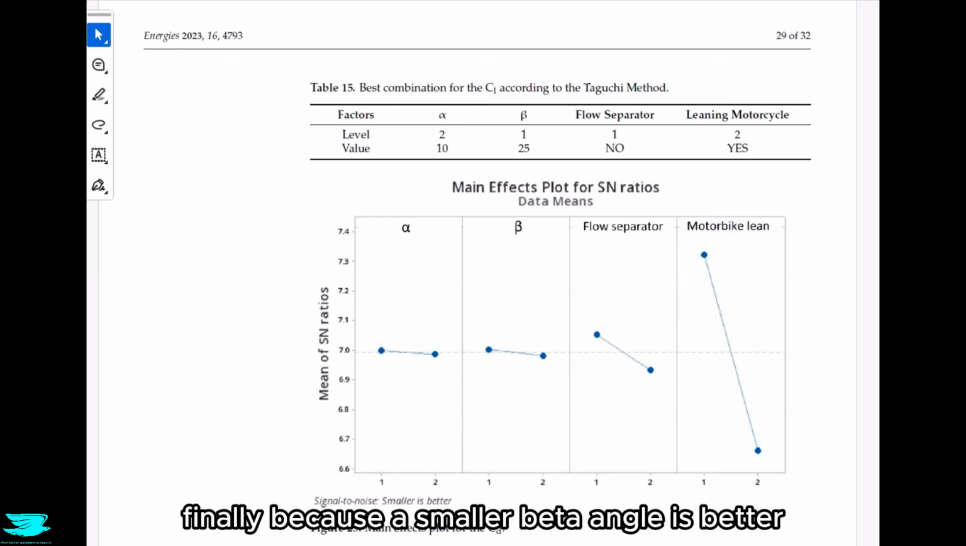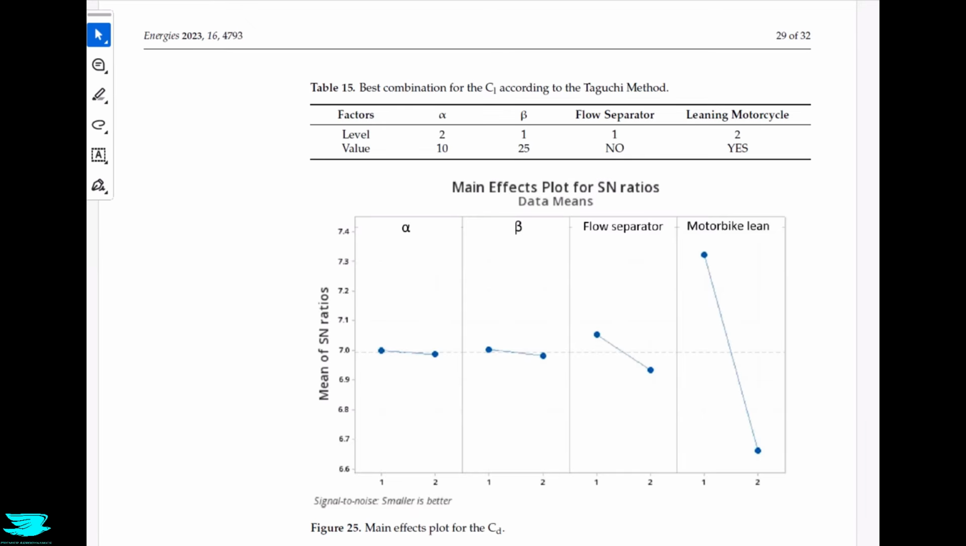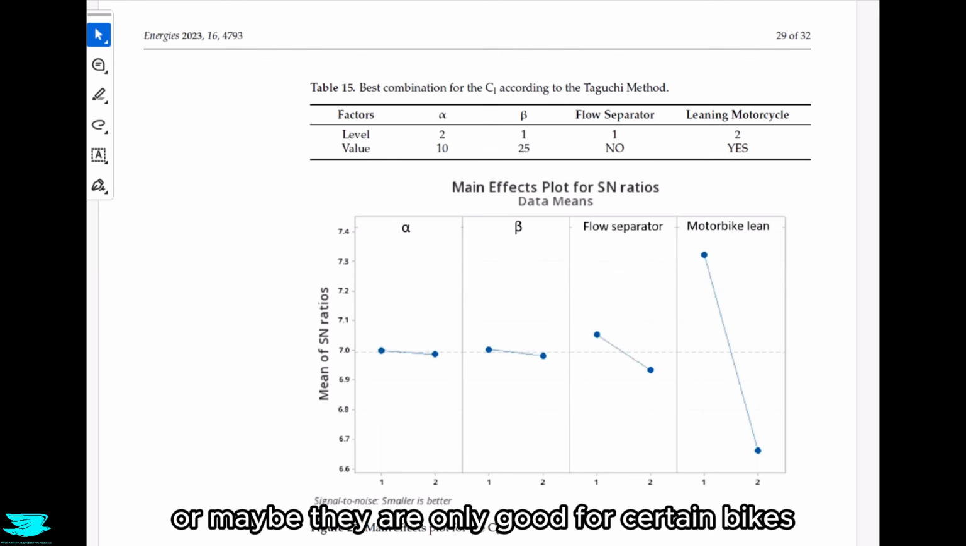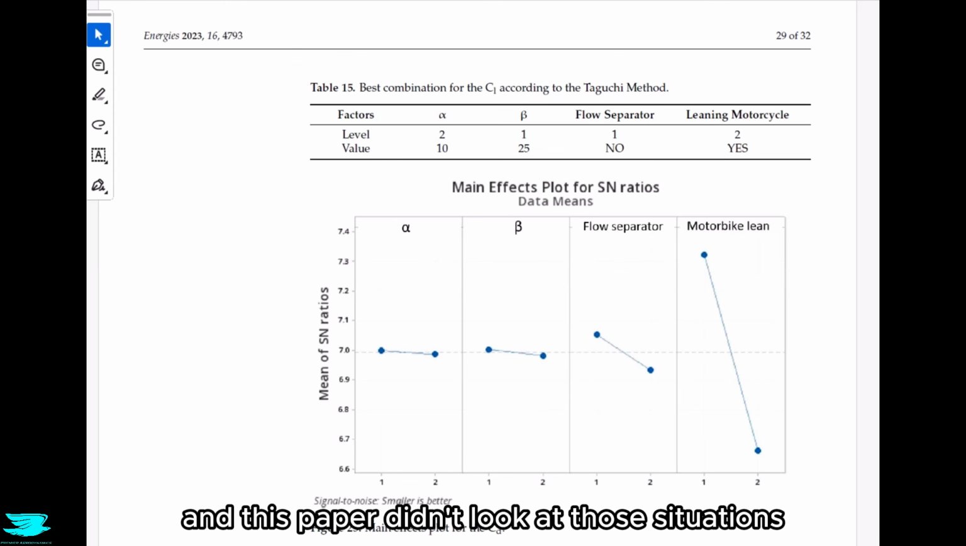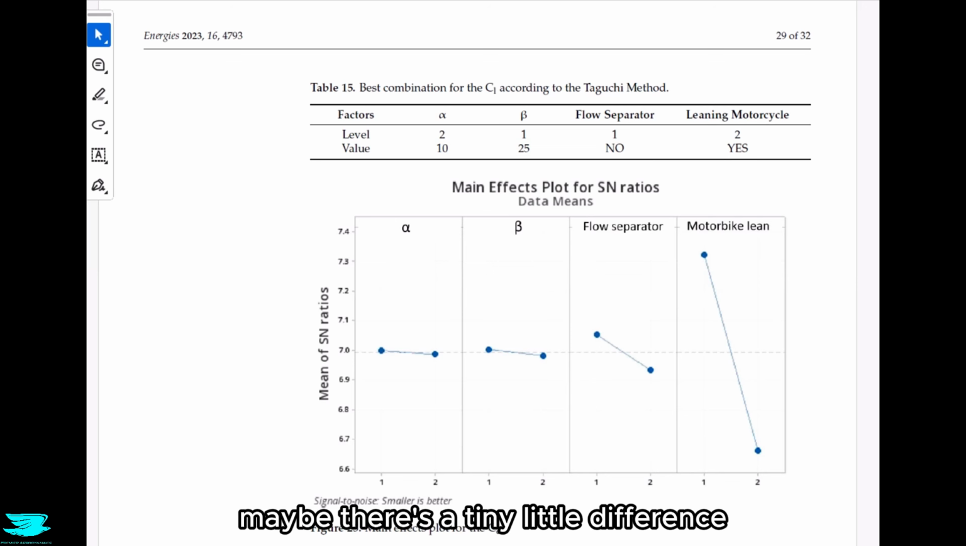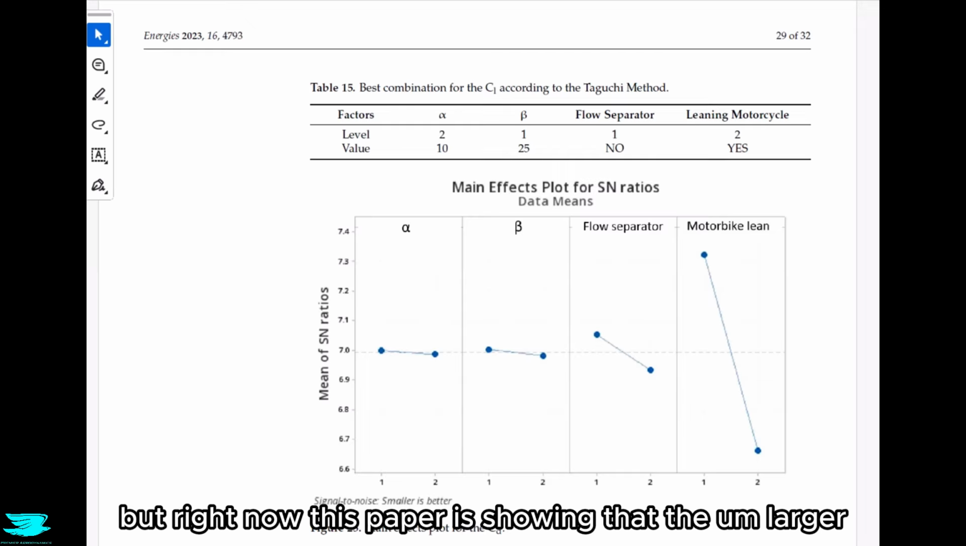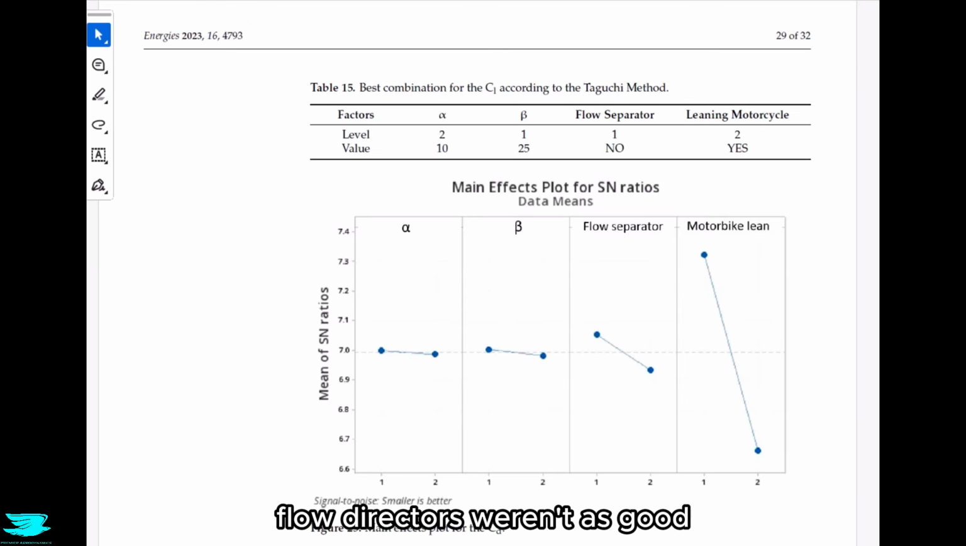Finally, because a smaller beta angle is better, arguably Ducati's enlarged redirectors might not have been as good as what we might have thought, or maybe they are only good for certain bikes in certain situations, and this paper didn't look at those situations or particular bike. Maybe there's a tiny little difference that made a difference, but right now this paper is showing that the larger flow redirectors weren't as good.